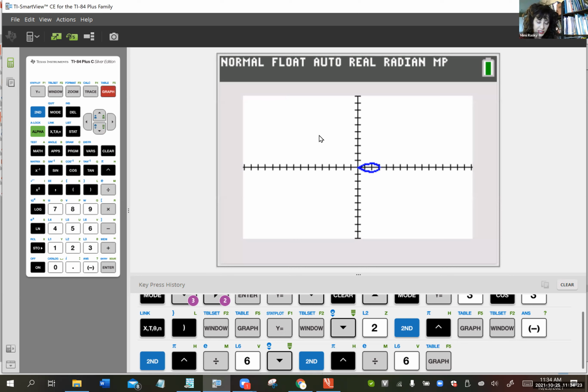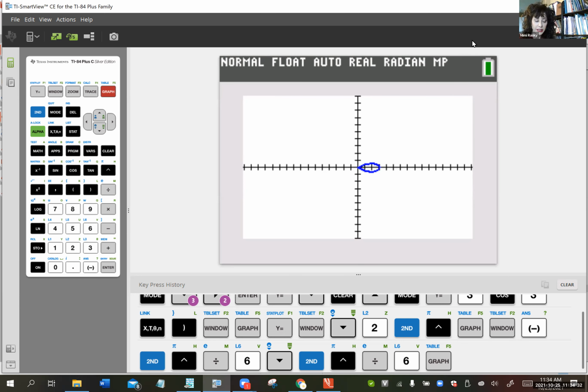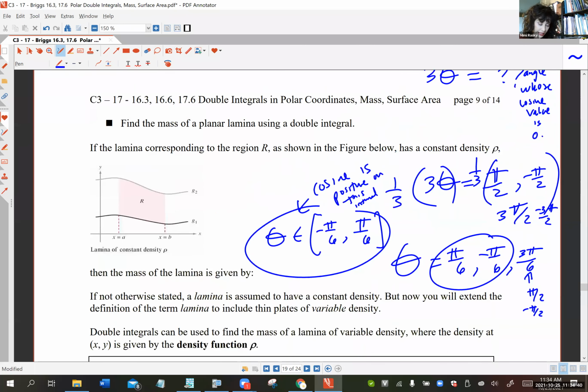Okay, let's just find the area of one petal, and then we'll use the symmetry of this flower and multiply by 3 to get the area of all 3 petals. Okay, that's the plan. So let's take a look at that. So what am I saying?